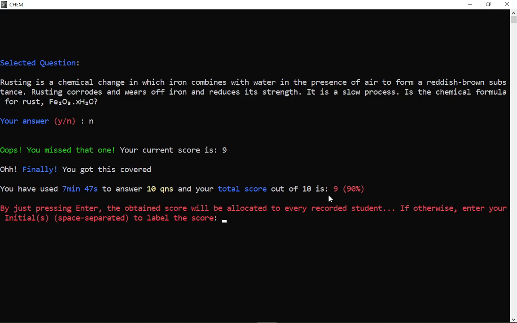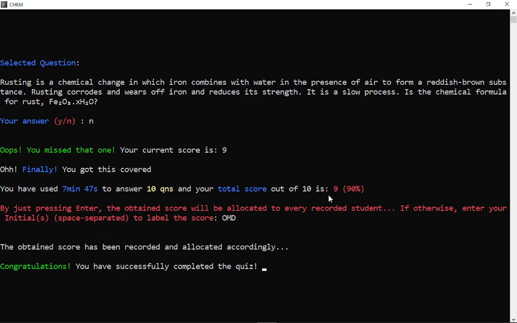Then after, you can record your results. If you don't want to, you can choose to refuse. When you record, it is very important. The next time, everyone can track how you are progressing, whoever uses your PC. Very fantastic stuff. So I may say I'm going to record as that is my name. So the obtained score has been allocated. Congratulations, I've successfully completed this.